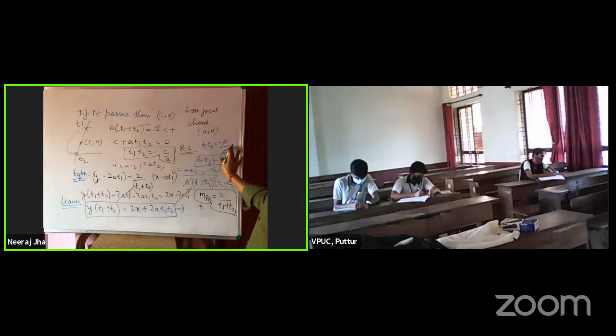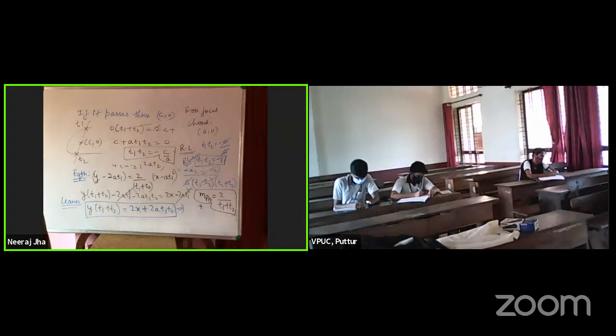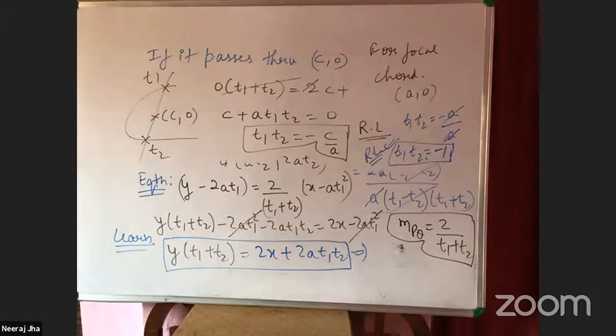This is very important. If a focal chord is given, T1 T2 is minus 1. This is the most important point. When the chord is a focal chord, T1 into T2 should be equal to minus 1. You will get a direct question on this. This is the focal chord, and let's say T1 plus T2 is given, and T1 T2 you already know is minus 1. You can find the points and you can find the distance. कुछ भी कर सकते.